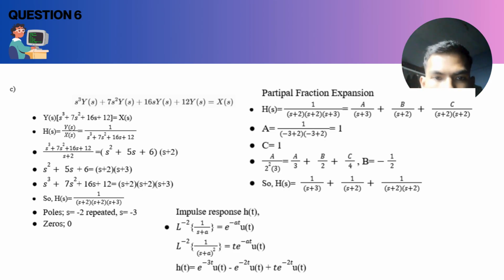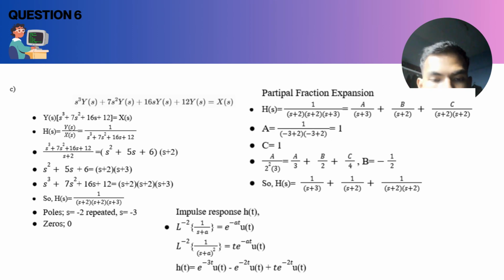Okay, for part C, we were given the differential equation. Taking the Laplace transform, we factored the denominator as (s plus 2), (s plus 2), (s plus 3). Note that s equal minus 2 is a repeated pole. So the transfer function is H(s) equal 1 divided by (s plus 2) squared times (s plus 3). The system has no zeros, with poles at s equal minus 2 repeated and s equal minus 3. All are in the left half plane, so the system is stable.